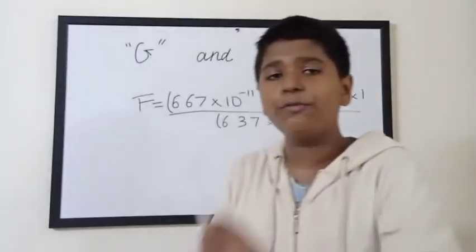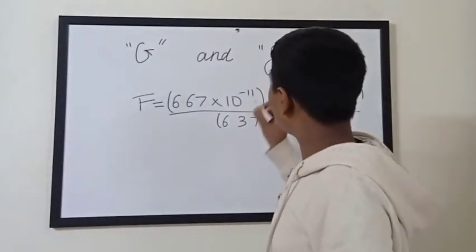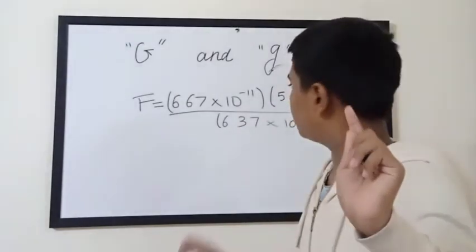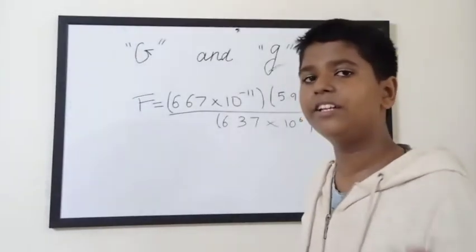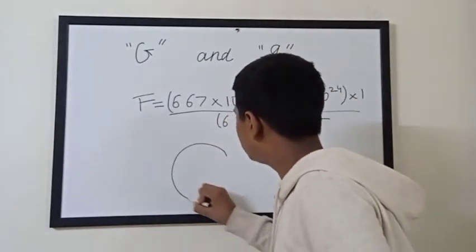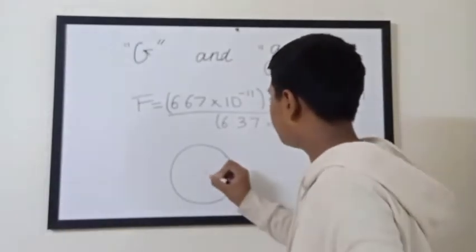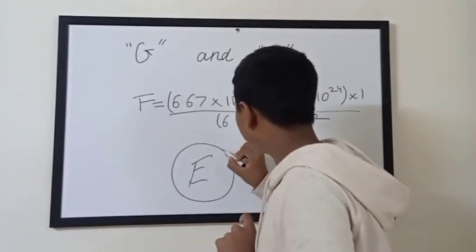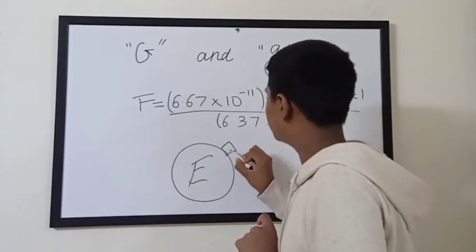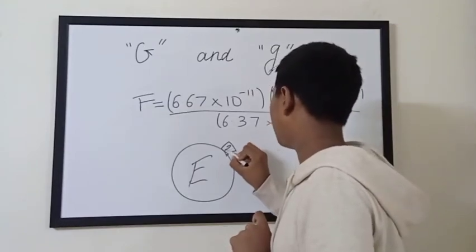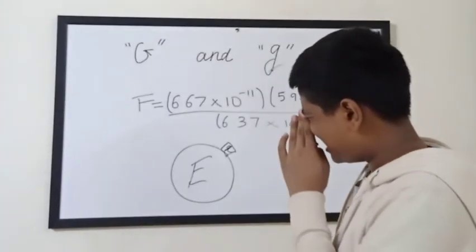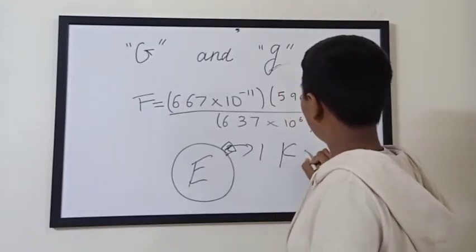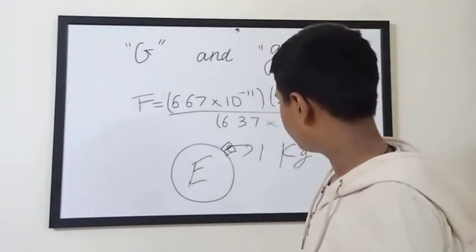Now what are we trying to find here? We are trying to find small g. But for a moment, forget that; through this formula we are going to find small g. Let's assume a situation that this is our planet Earth and I have kept this box X here, which is of 1 kilogram.